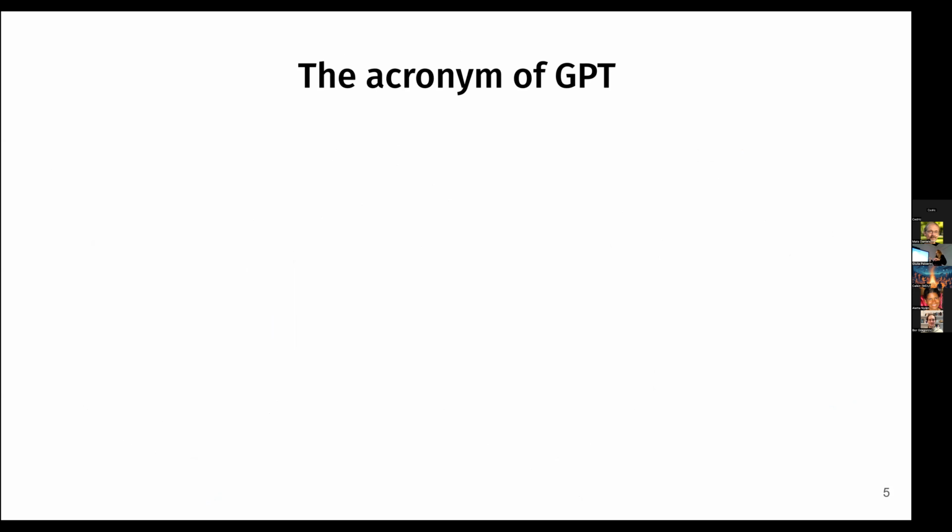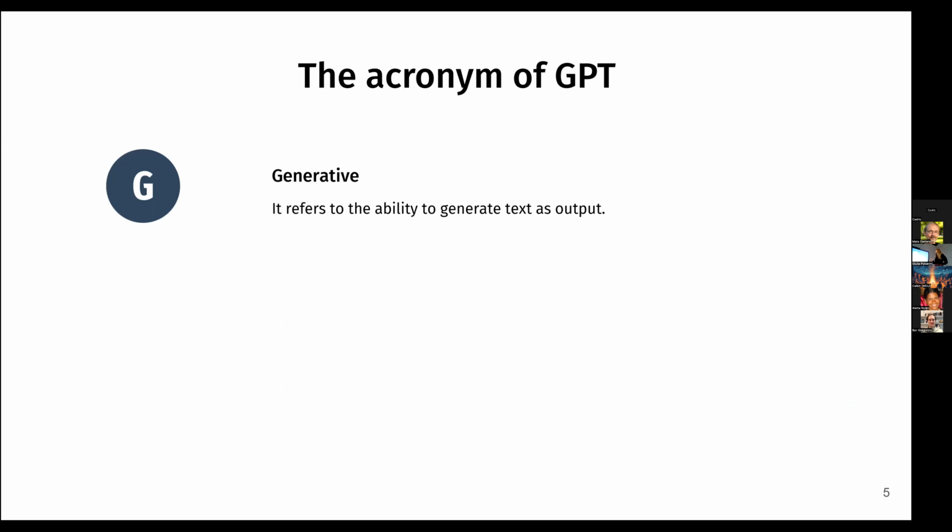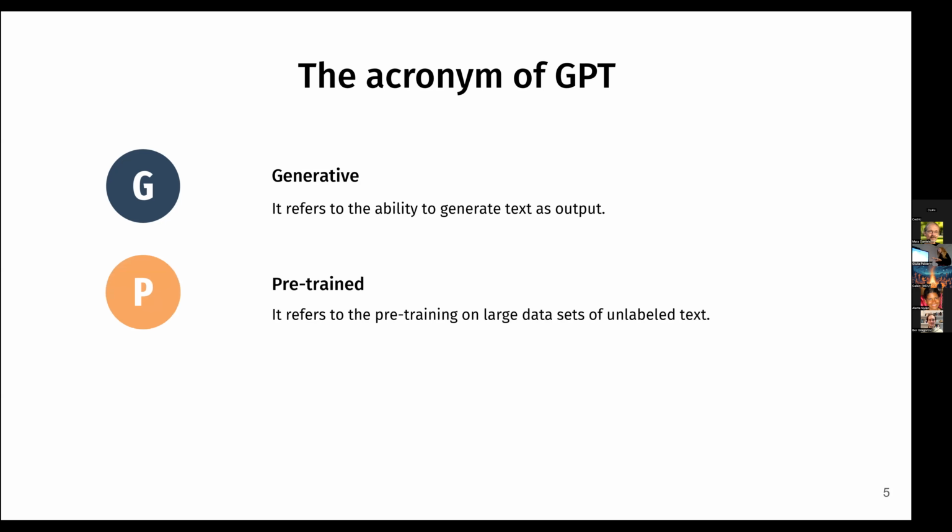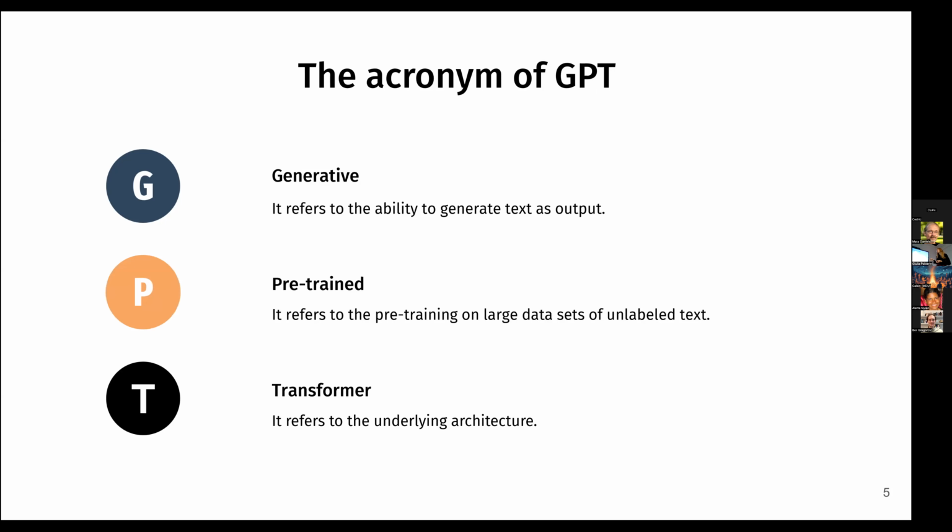Okay, so let's start briefly to unpack what the acronym GPT means. G stands for generative, and it refers to the ability to generate text as output based both on the training data set and also on the user's prompt. P stands for pre-trained. This comes from the domain of machine learning. So basically, a language model is a neural network that has been trained on data sets of unlabeled text. T stands for transformer, which refers to the transformer architecture that has been used, and that since 2018 has made the pre-training process much more efficient.